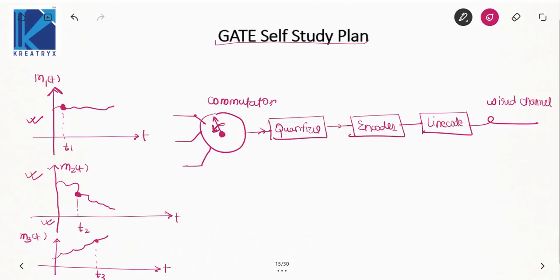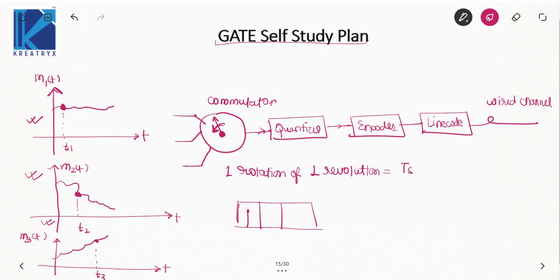So how will the output of the commutator look? I am assuming that one rotation or one revolution of the commutator is equal to the sampling interval. So the output of the commutator will have three samples. This is the sample of M1T, this is the sample of M2T, and this is the sample of M3T, and this is time slot T1, this is time slot T2, this is time slot T3, and the duration of this is Ts. This is known as a TDMA frame. One TDMA frame consists of at least one sample of each of the signals, which are M1T, M2T and M3T.